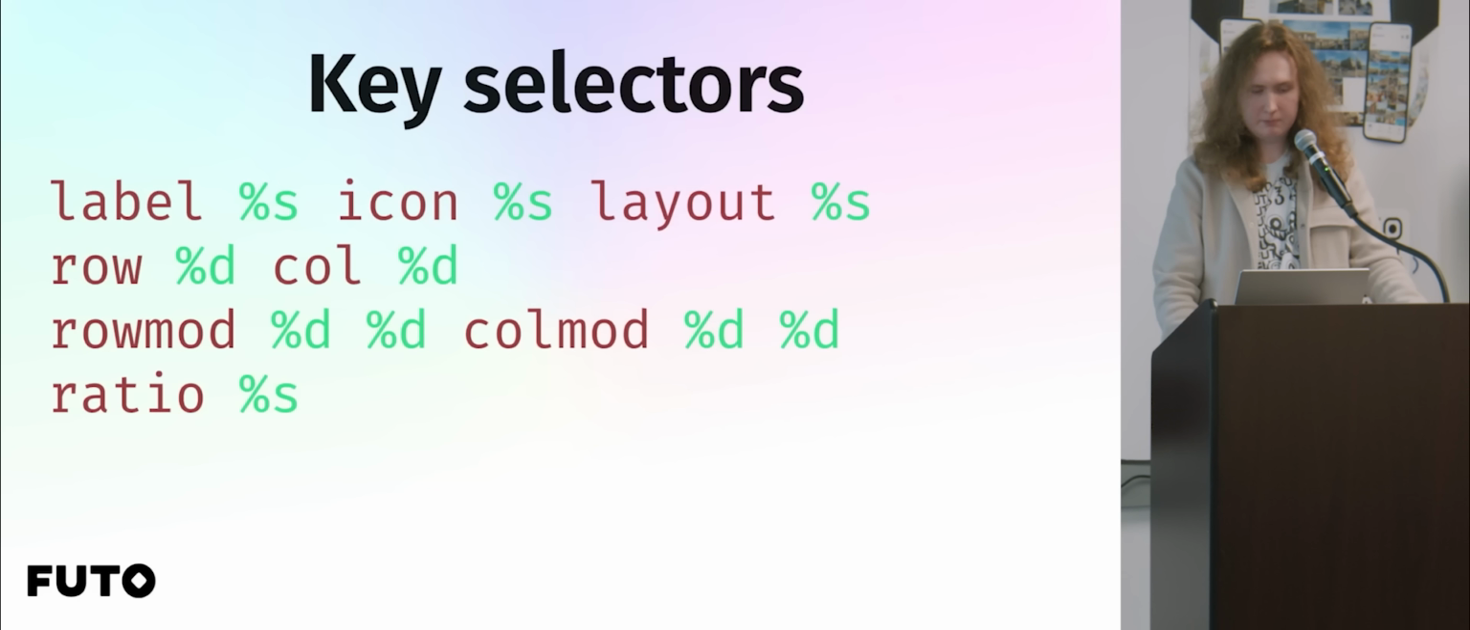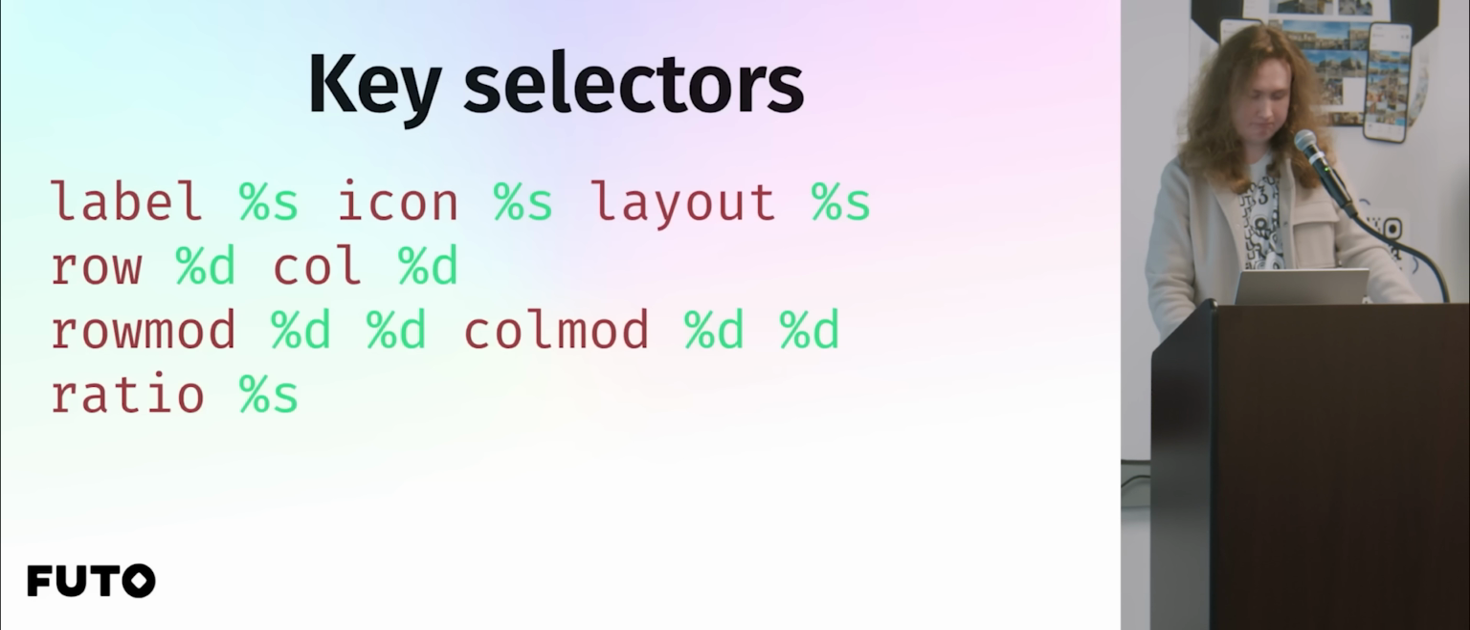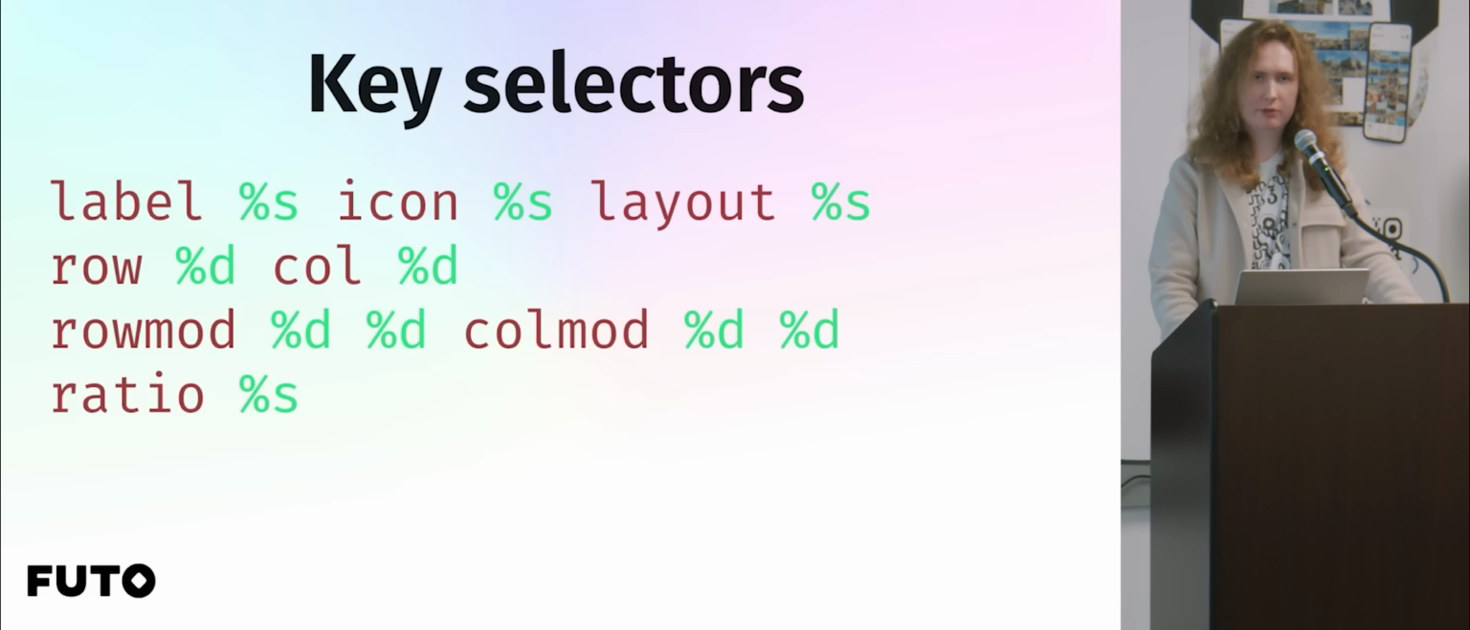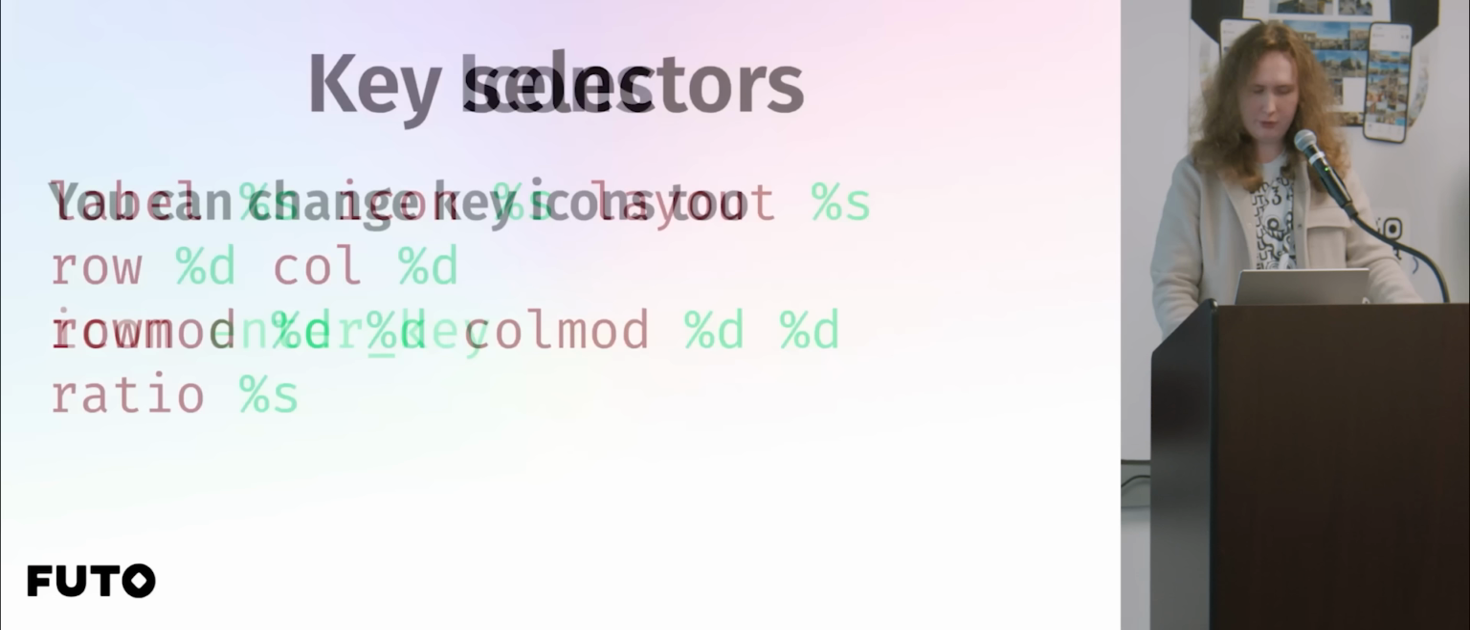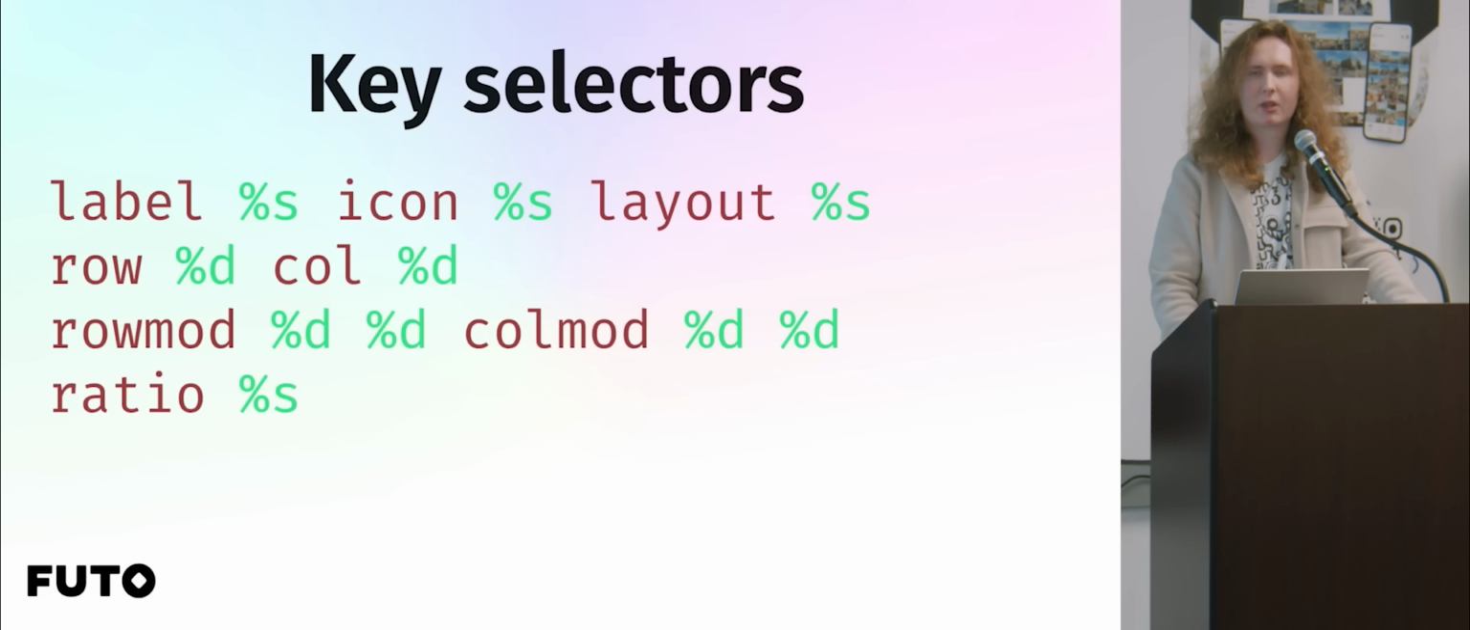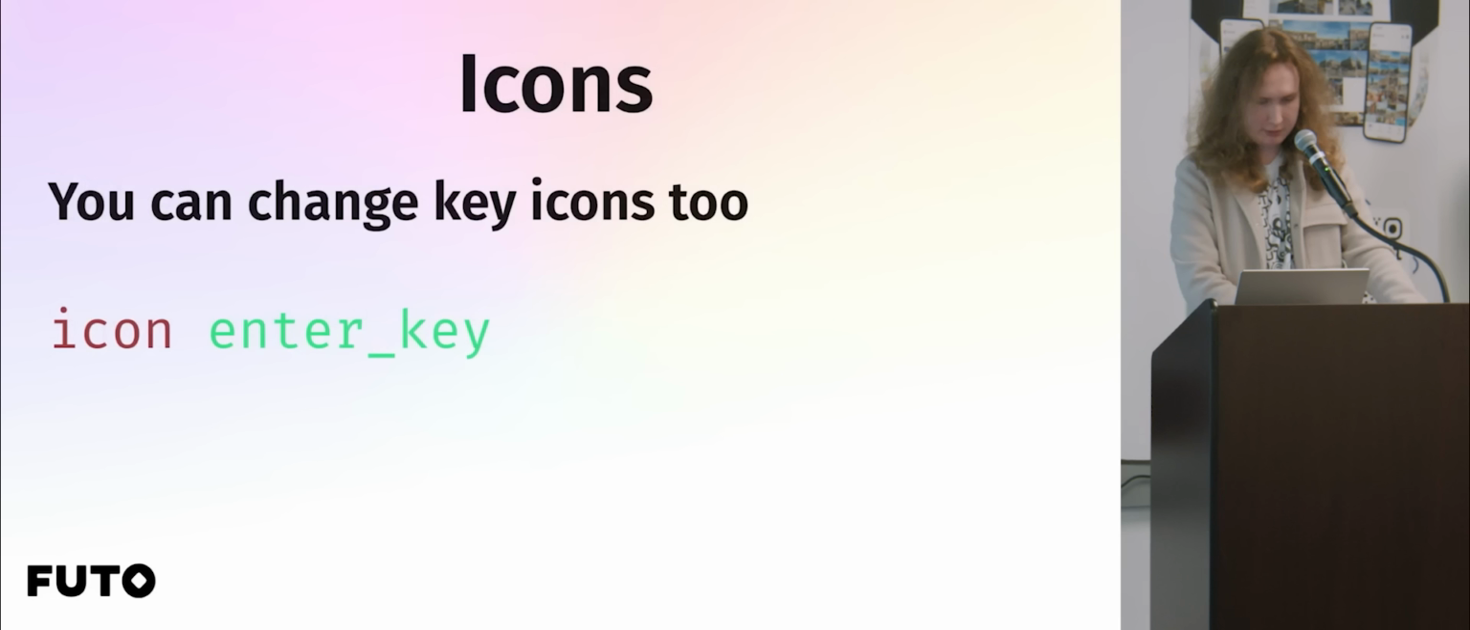Yeah, there's some selectors that take arguments. So you could apply it with a specific label. You could select by a specific row or column. And there's a special one, row mod. This is just applying modulo to the row or column. And it's useful for randomness, as I'll show you later.